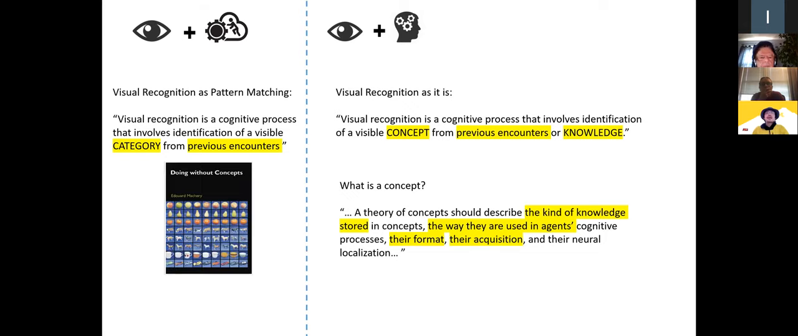I read this book at Yanya's personal library. It's from a philosopher in Canada, Edouard Machery. And in short, the book is basically saying categories are not equivalent to concepts, thus visual recognition is not equivalent to visual recognition as pattern matching. So that's the general idea that we built our research on.